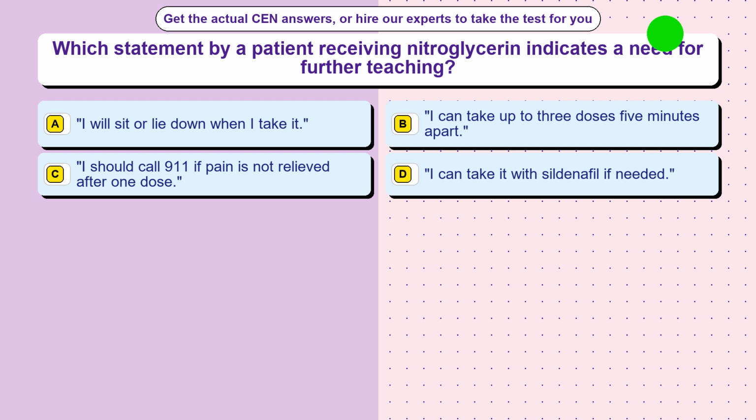Question 99. Which statement by a patient receiving nitroglycerin indicates a need for further teaching? Option A, I will sit or lie down when I take it. Option B, I can take up to 3 doses 5 minutes apart. Option C, I should call 911 if pain is not relieved after 1 dose. Option D, I can take it with sildenafil if needed.